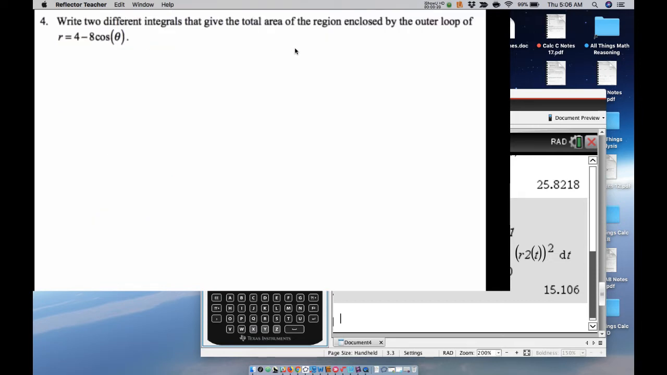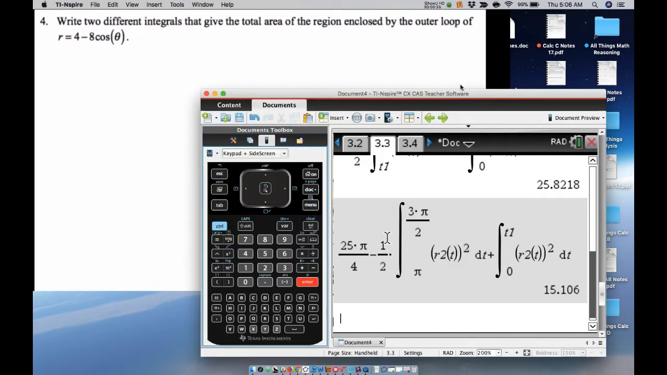So we want to write two different integrals that give the total area of the region enclosed by the outer loop of r equals 4 minus 8 cosine theta. So this actually might be the most standard question that was on this quiz. And let's first just graph it.